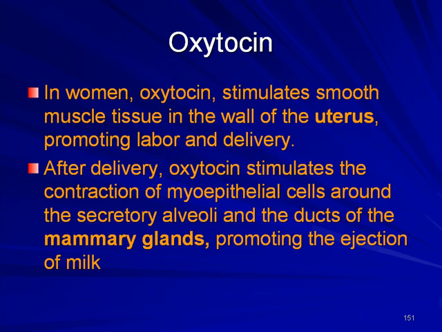The other hormone released from the posterior aspect of the pituitary gland, oxytocin, stimulates smooth muscle tissues of the walls of the uterus, promoting labor and delivery. When a woman is delivering a baby, we see oxytocin being released. It stimulates the contraction of smooth muscle, particularly in the uterus, but it can also contract the smooth muscles in the breast as well. And so many times, if oxytocin levels have been stimulated, you also see secretion of milk from the mammary glands because of the secretion of oxytocin.